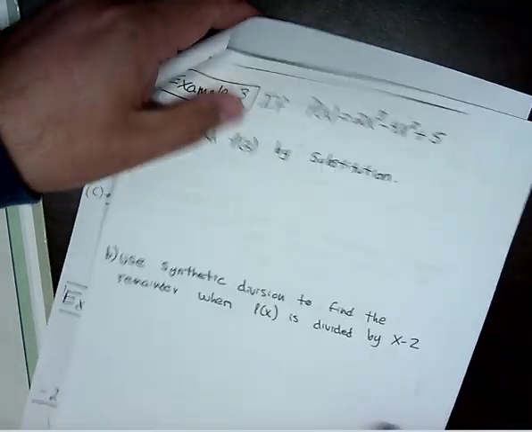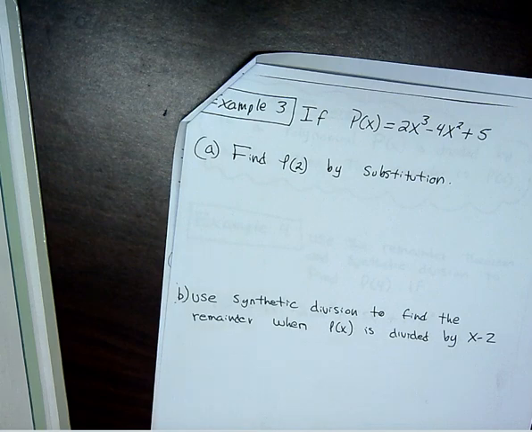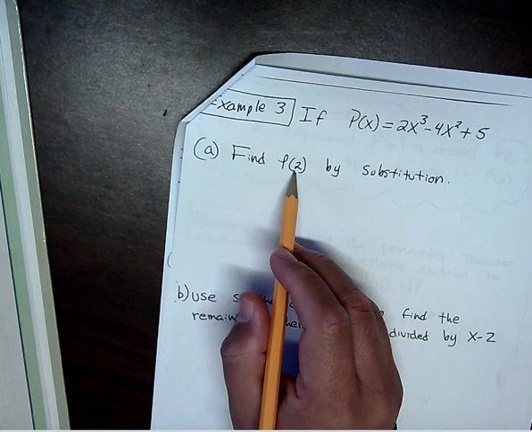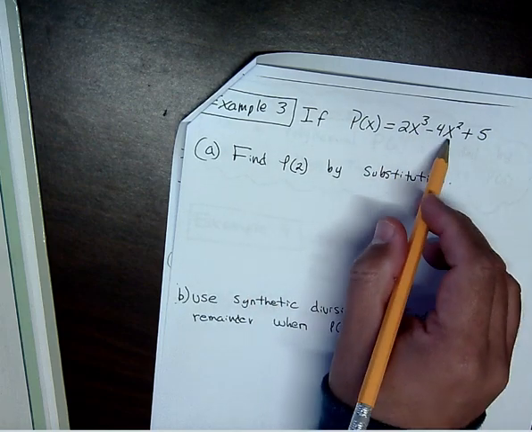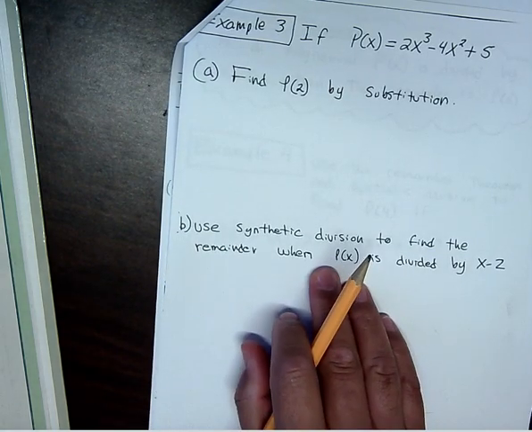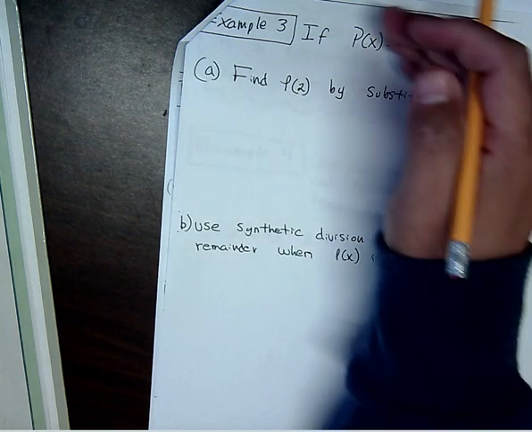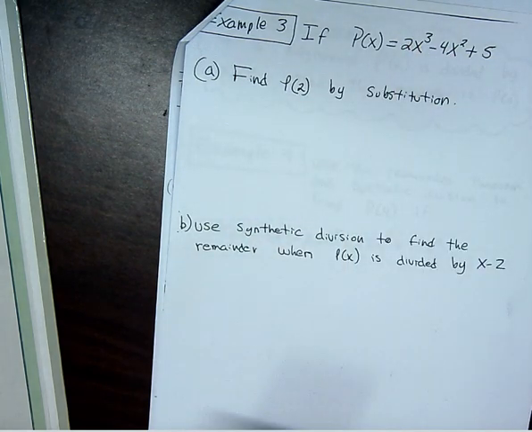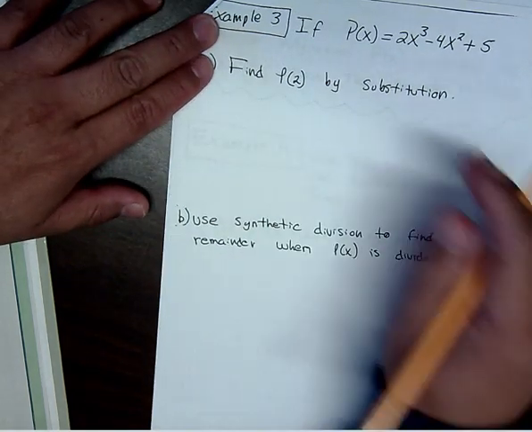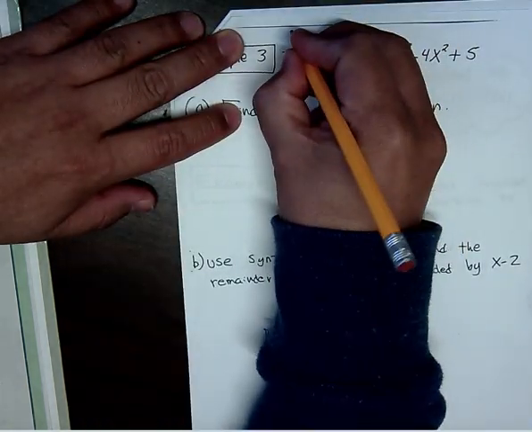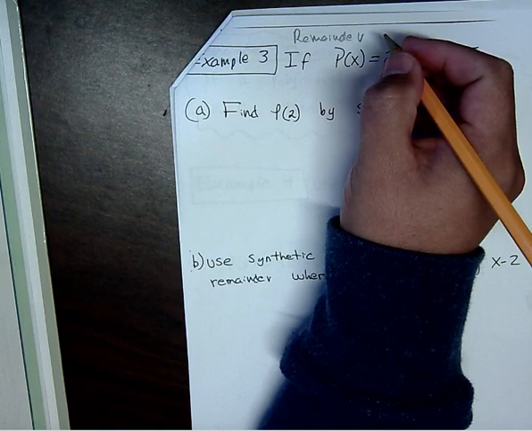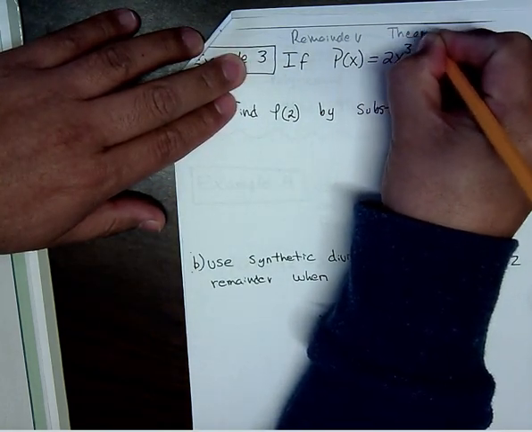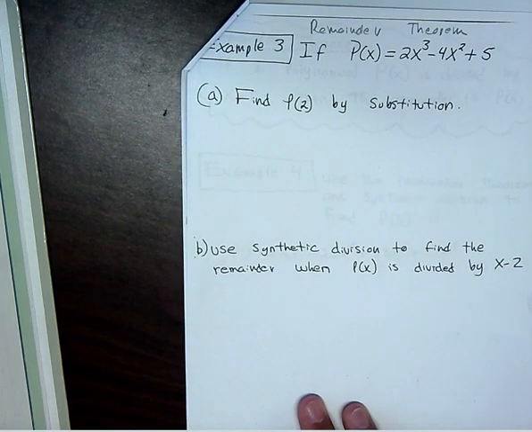So let's continue with example 3. So for example 3, they want you guys to find p sub 2. So this is function notation now. So that's the function p, and we're going to substitute 2 into those x's. And then they want you guys to use synthetic division. These two will give you the same answer, and let me show you how. So this is the remainder theorem. They're not that confusing. So 3 and 4 kind of deal with that.